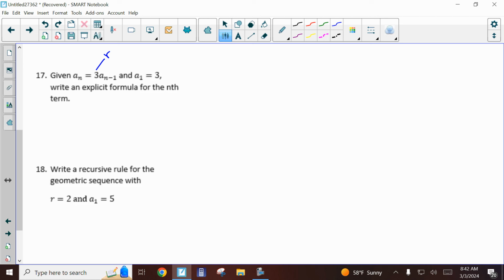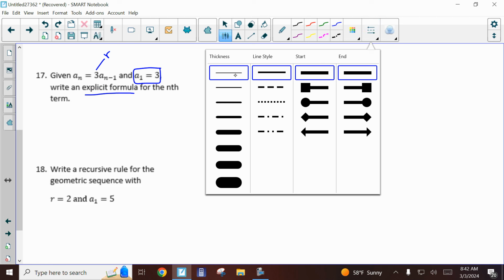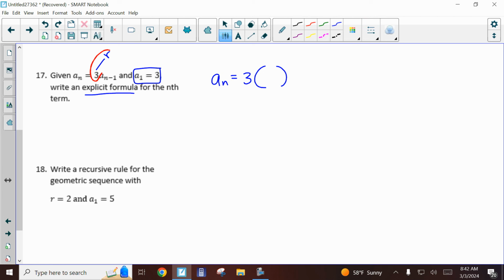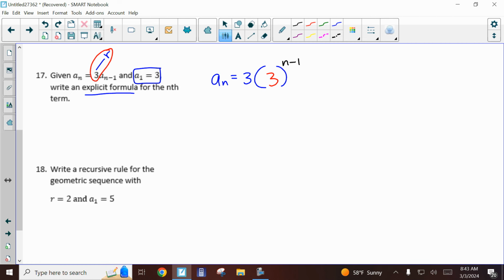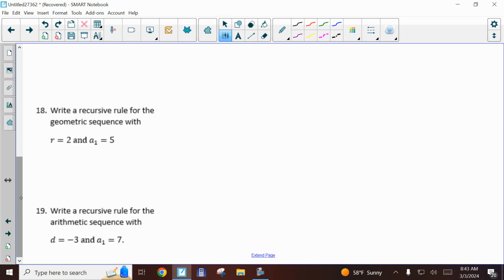So to write the explicit formula for a geometric sequence is going to be A sub n equals the first term. The first term is right here, so I'm going to put a 3 here. And then R goes on the inside of the parentheses, and we've already established that R is that number there. And then we just have to stick n minus 1 up in the exponent position. So that's my explicit formula. There's no work to do when we simplify it.